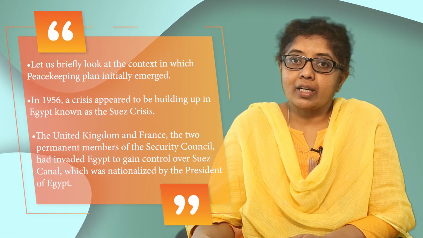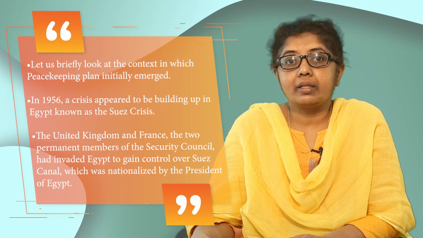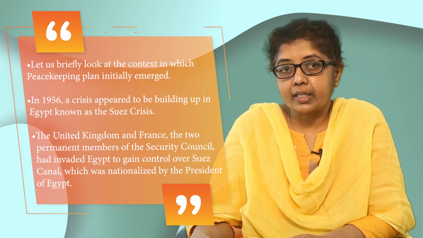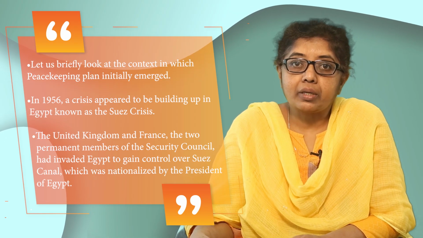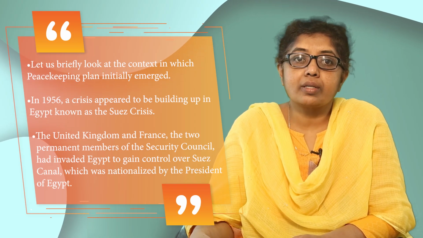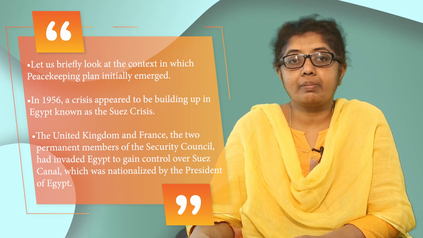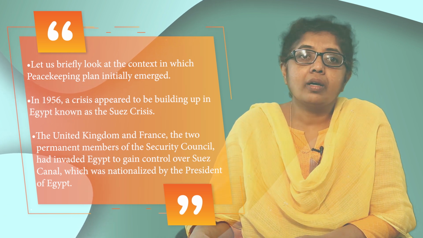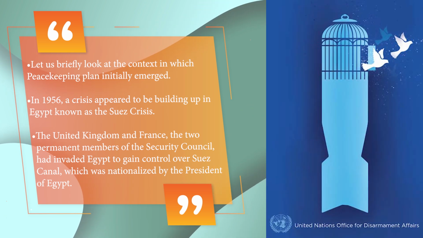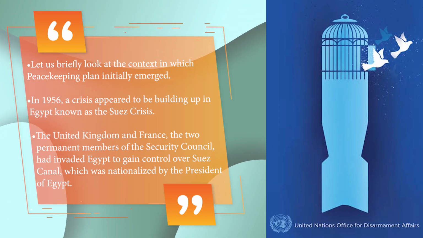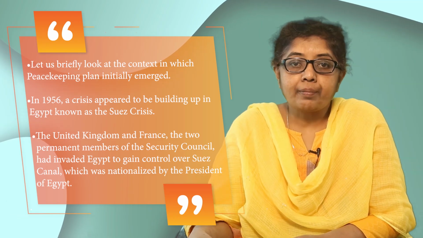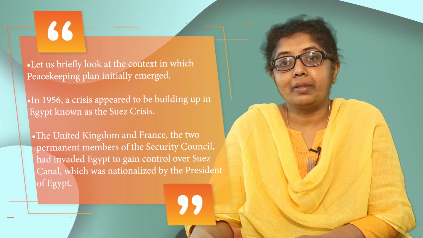Let us briefly look at the context in which peacekeeping initially emerged. In 1956, a crisis appeared to be building up in Egypt known as the Suez Crisis. You all must know the Suez Canal. The United Kingdom and France, two permanent members of the Security Council, invaded Egypt to gain control over the Suez Canal, which was nationalized by the President of Egypt. Following the invasion, the military situation in the Suez region worsened.